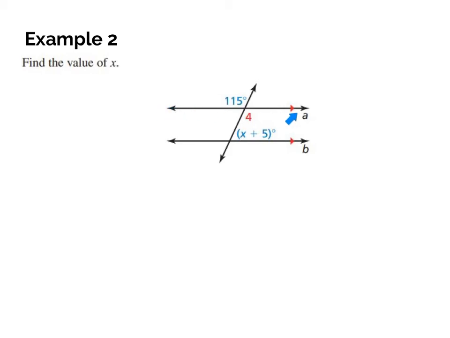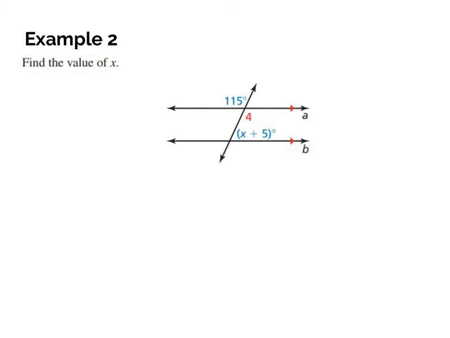Notice that I have the parallel lines A and B and my transversal. So we are given the angle measure here of 115 degrees. Angle 4 is something we don't know. And then we have x plus 5. And our goal is to try and solve for x. Now to do this, we have to somehow set up an equation or some sort of mathematical expression that we should be able to solve for, okay? So we're going to have to use some special relationships.